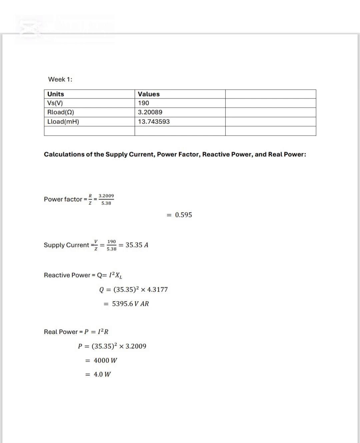Then the real power is calculated using P equals I squared multiplied by R, which equals approximately 3,115 watts, or 3.12 kilowatts. The apparent power is calculated using S equals VI, which equals approximately 5,928 VA, or 5.93 kVA. The phase angle of the circuit is approximately 58.3 degrees.